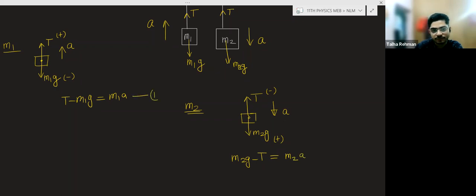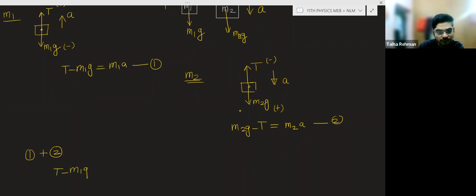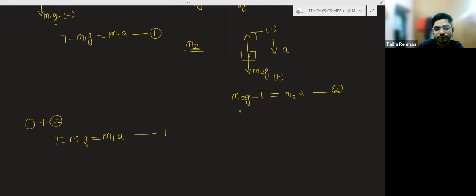So this is our equation number 1, this is our equation number 2. So what we will do, we'll solve both these equations to get the value of acceleration and tension. I am adding equation number 1 plus equation number 2. Equation number 1 is T minus m1g is equal to m1a. And what is equation number 2? Equation number 2 is m2g minus T is equal to m2 into a.